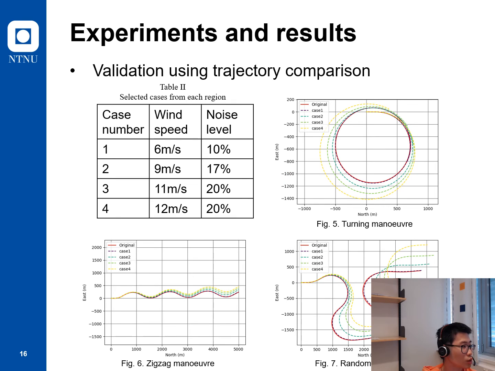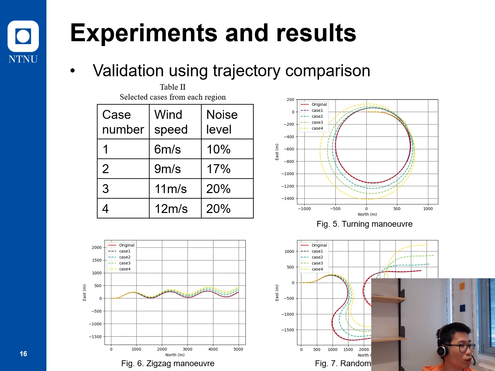And then we show the results of validation using trajectory comparison. The validation is performed in the 3 different maneuvers under calm water conditions. Minus 25-degree turning, 25-degree zigzag, and random test, using 4 selected cases from each region as provided in the table. The model performance in the zigzag test can be regarded as promising, even though there are some small differences, and the Euclidean distance are less than 1.2 meter in this operation.